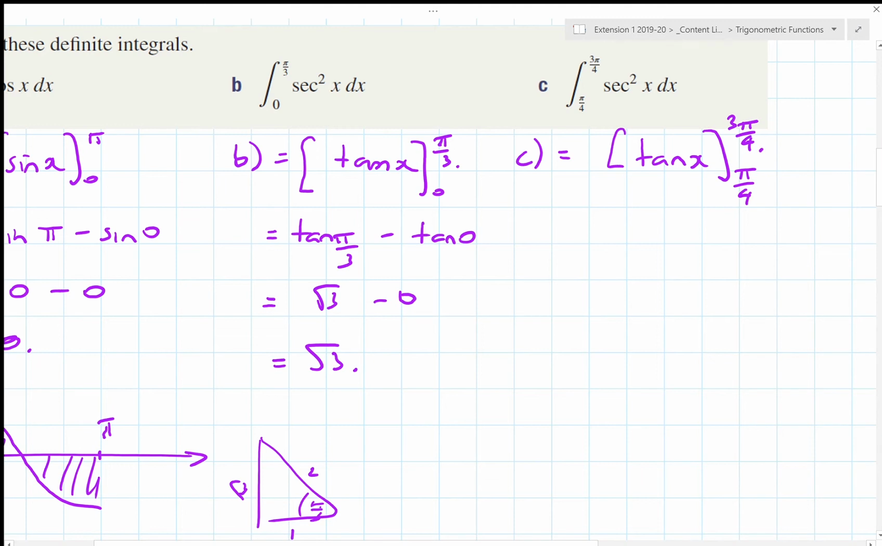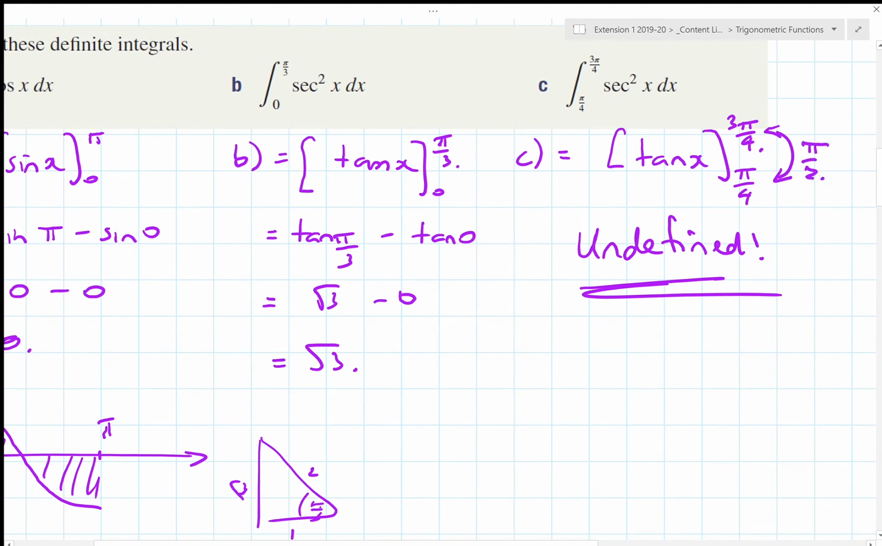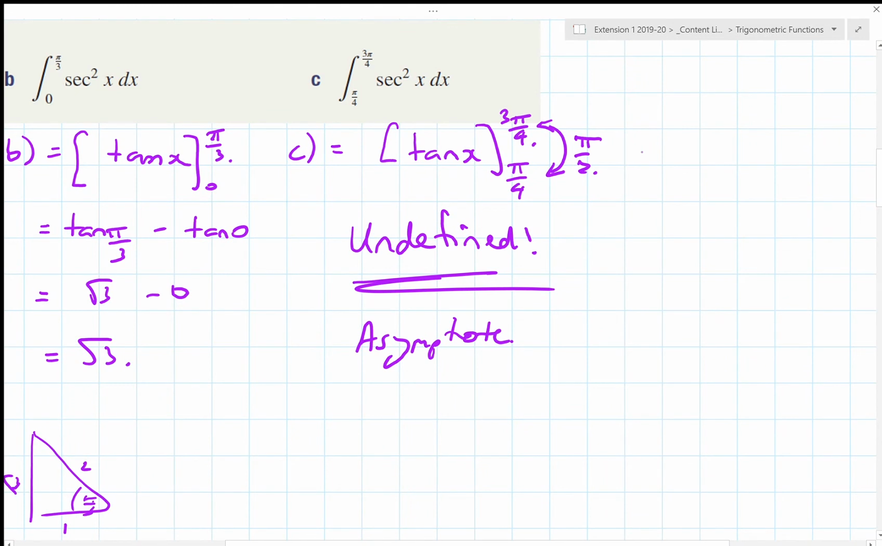Oh, this stupid book. Undefined. The reason it's undefined is because pi over 2 exists in this domain, and that's an asymptote. I don't know why they keep wanting to do this to you, but I would not anticipate that occurring in an exam. If you try to evaluate this, you'll get a number. So you get tan 3 pi over 4 minus tan pi over 4.